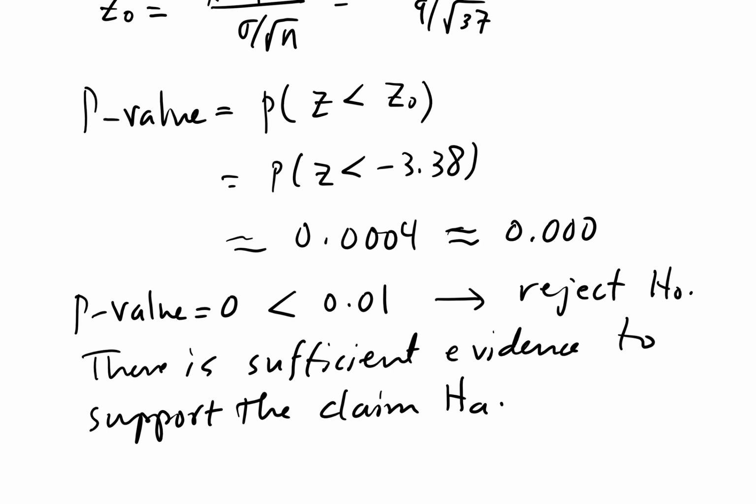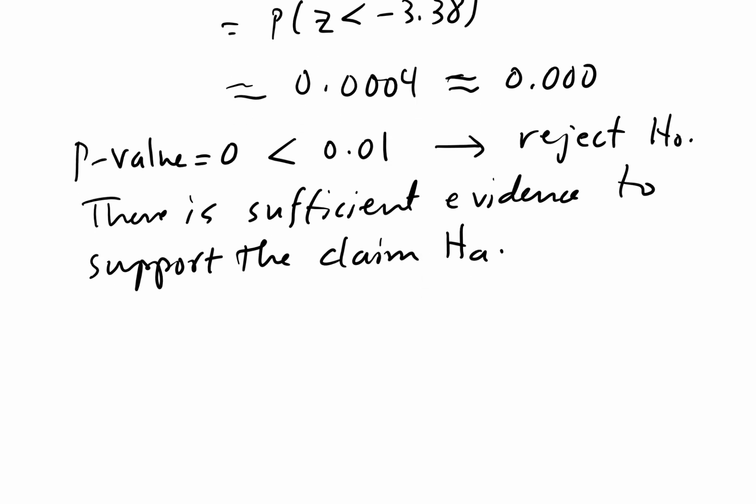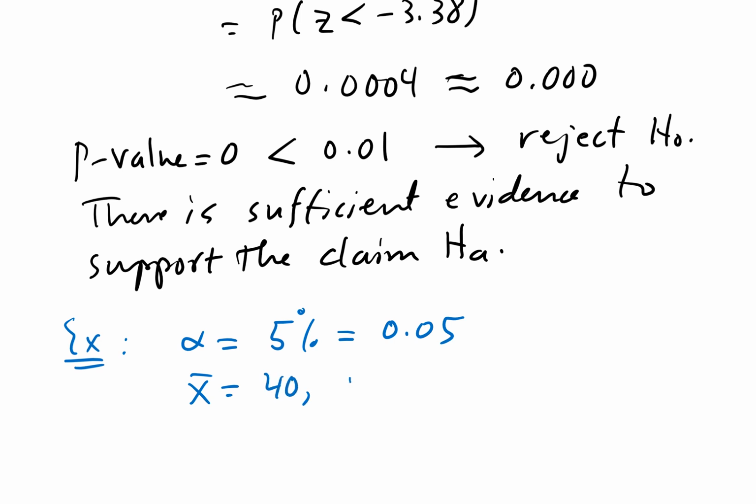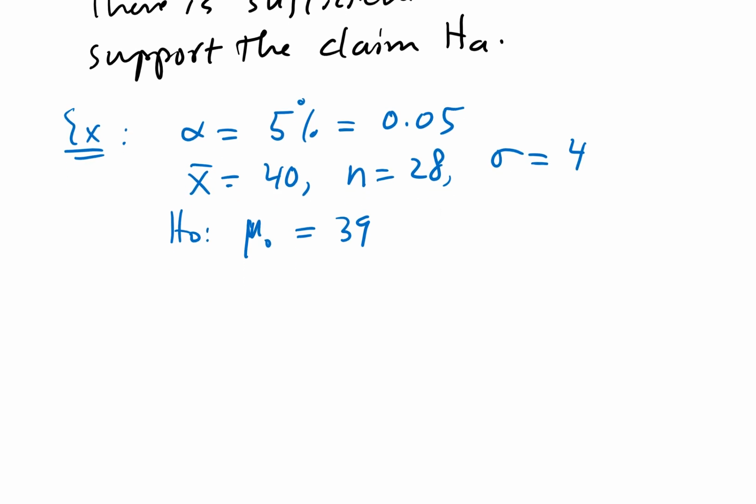That's an example. We can go over another example. Say the level of significance is 5%, meaning 0.05. The mean is 40, n is 28, and the standard deviation is 4. H0: mu0 equals 39. Mu or mu0, they're the same. HA or H1: mu0 does not equal 39.